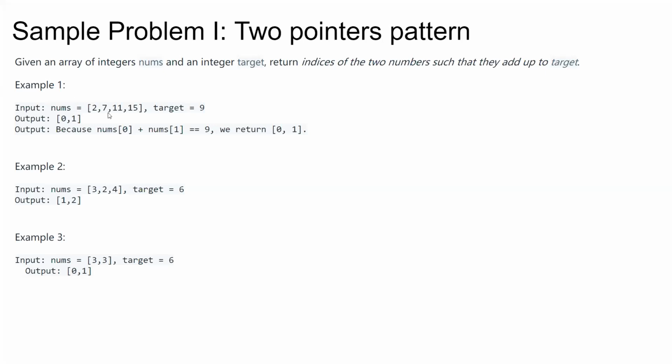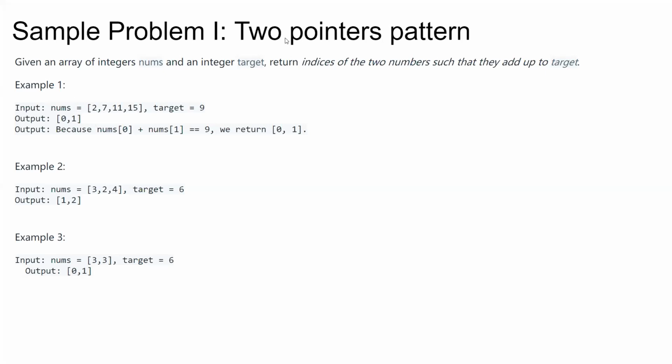So this is one solution. One common thing is, I keep these numbers in a set and I start with the first number, 2. I know that if I want the total to be 9, I need a 7. So I can quickly check in my set if I have a 7, right? Of course that requires extra space.